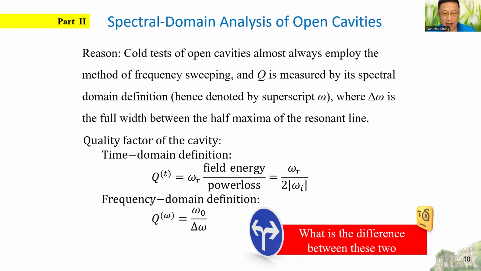The quality factor of the cavity in the time domain is defined here. However, in the frequency domain, we have a superscript T for time domain and a superscript omega for frequency domain, and here is different. Omega 0, the central resonance frequency, divided by delta omega, the full width at half maxima. They should be slightly different, quite similar but different slightly.